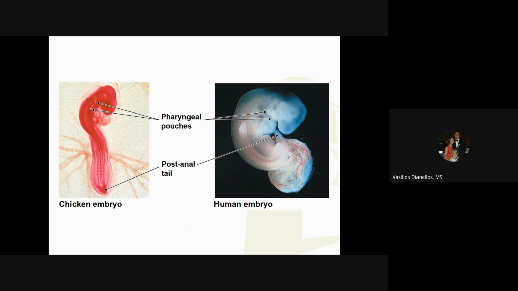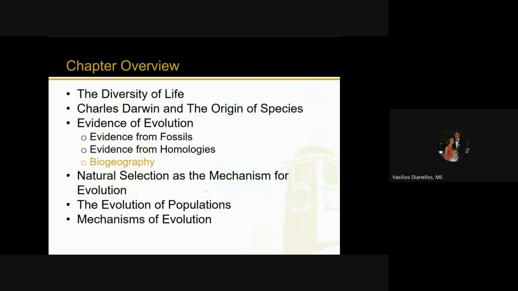We start off very similarly. We have these things called pharyngeal pouches, which for us turn into ears. For fish, they turn into gills. We have this post-anal tail. Obviously, chicken keeps its tail. Humans, we don't. But anyway, there's a lot of different other things that are similar between our embryos. And again, this is evidence of a common ancestry. So any question about that?